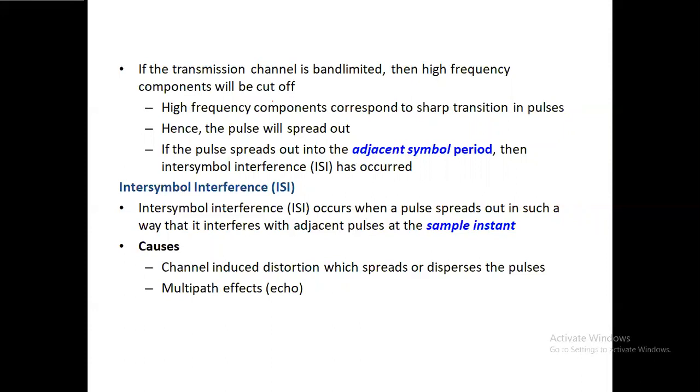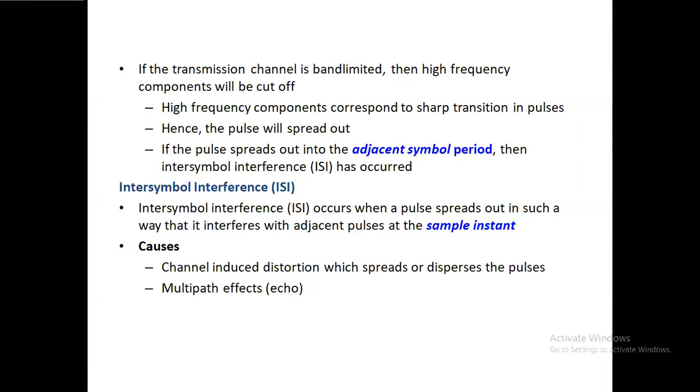So actually we cannot overcome intersymbol interference, but at the receiver, we have to sample the received symbols and then we make our decision. So at the sampling instant, we want the interference from the adjacent symbol to be 0. How we can do this, we will study later on.